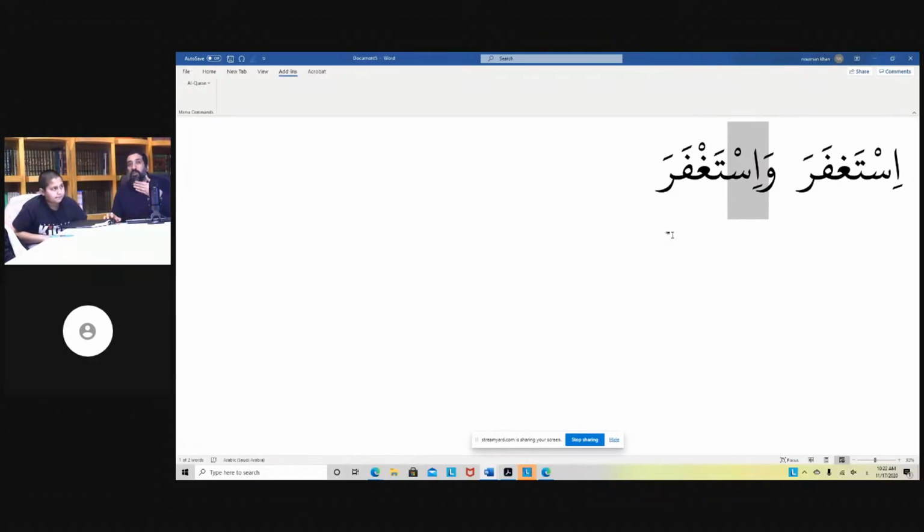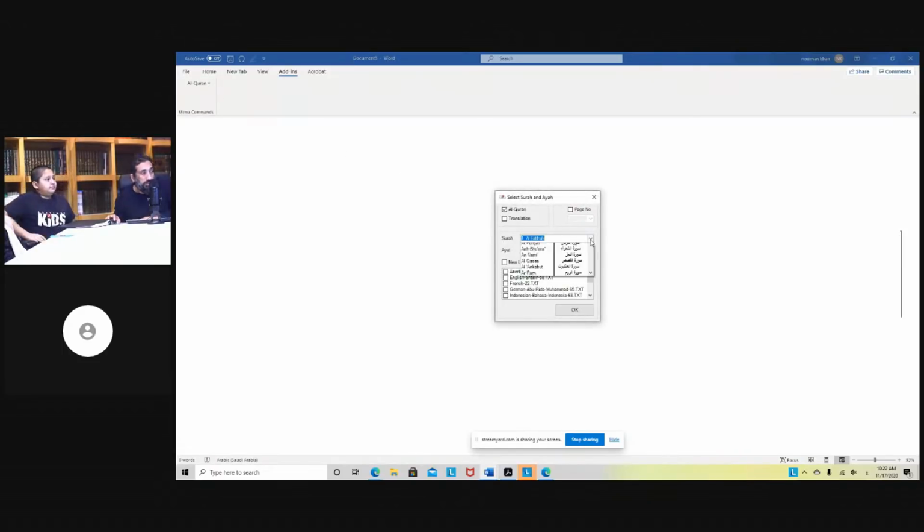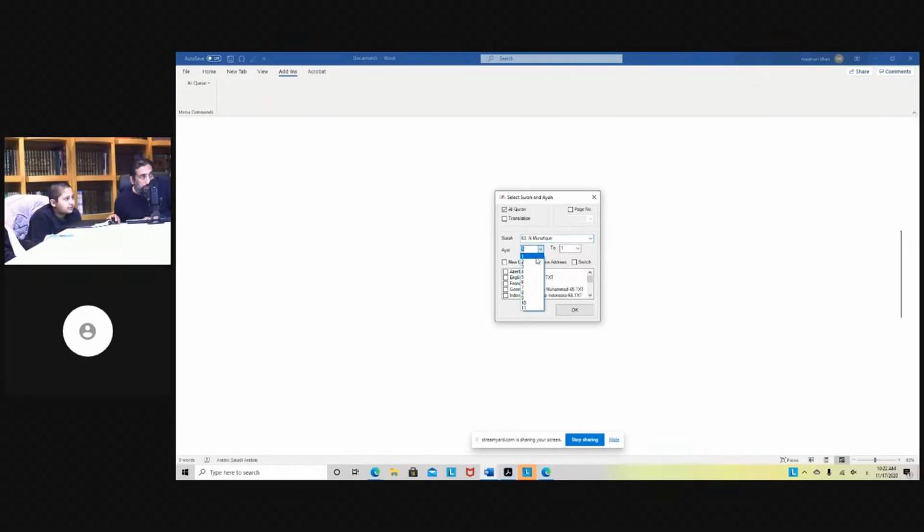Okay, so even though officially we say inqalaba, iqtaraba, right? We just say istaghfara. Now we saw ittakhadhu in the ayah. Let me actually show you what happened in the ayah, because somebody asked me this question too about the alif. What surah was it? It was 63, Munafiqun, ayah number 2.